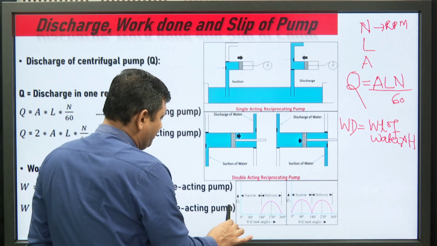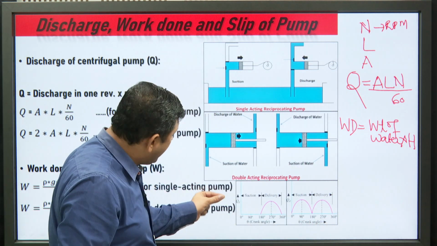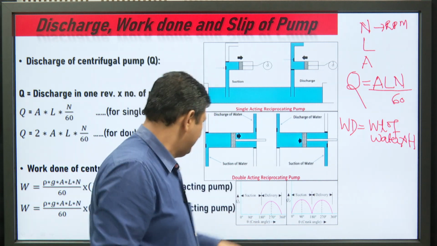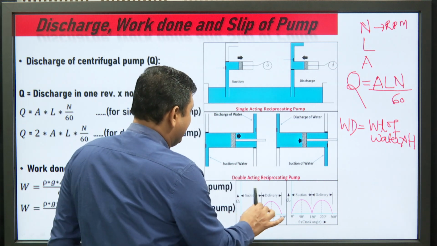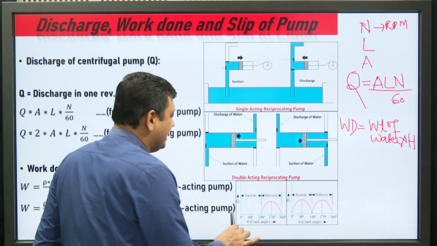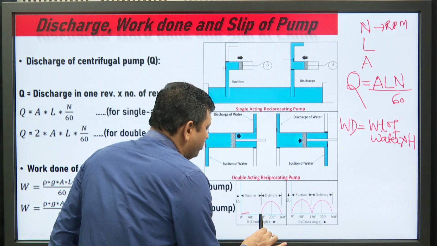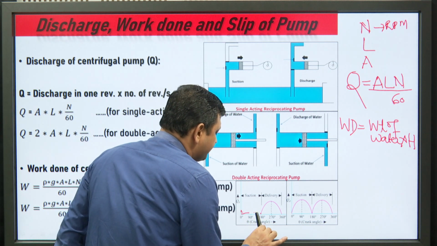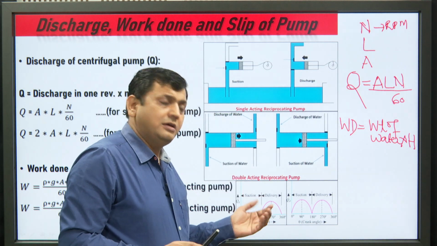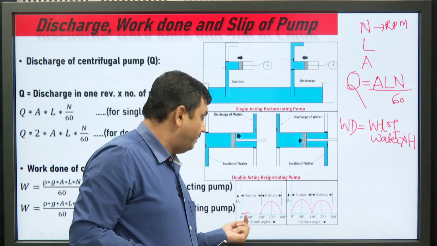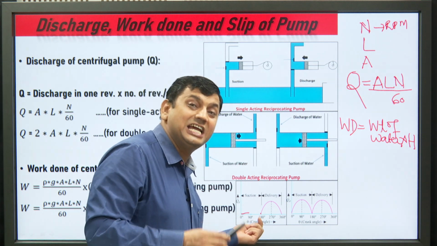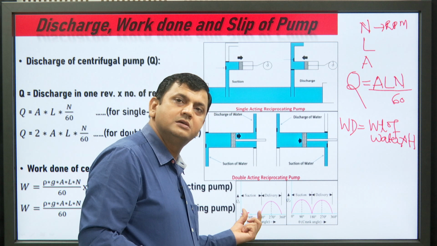Just see the diagram, if you draw the discharge versus the crank angle. In the case of the single acting pump, from 0 to 180 there is no delivery, because in the beginning to the middle of the stroke only suction of the liquid takes place, lifting takes place.